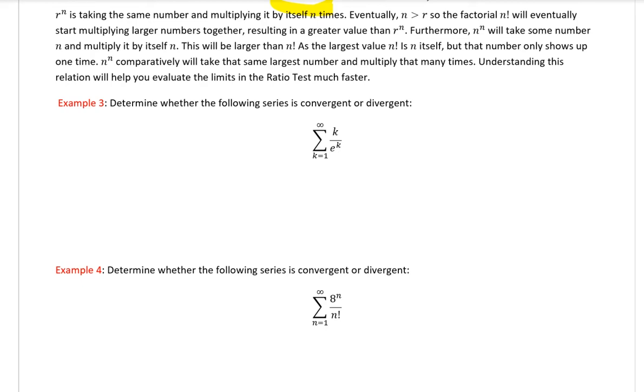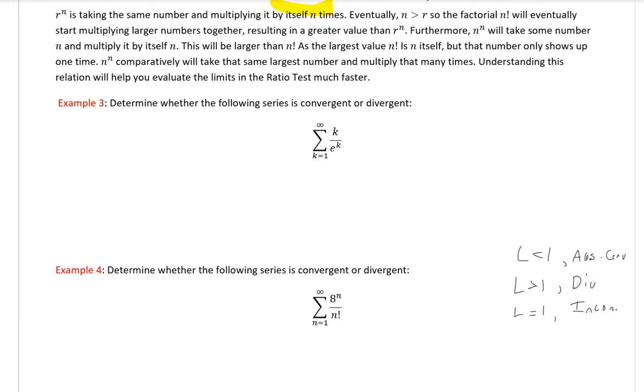Okay, now what we again need to keep in mind are the values for the limits. If L is less than 1, we have absolute convergence. If L is greater than 1, we have divergence. If L is equal to 1, it's inconclusive. If it's inconclusive, that means another test needs to be done, which can very easily happen.